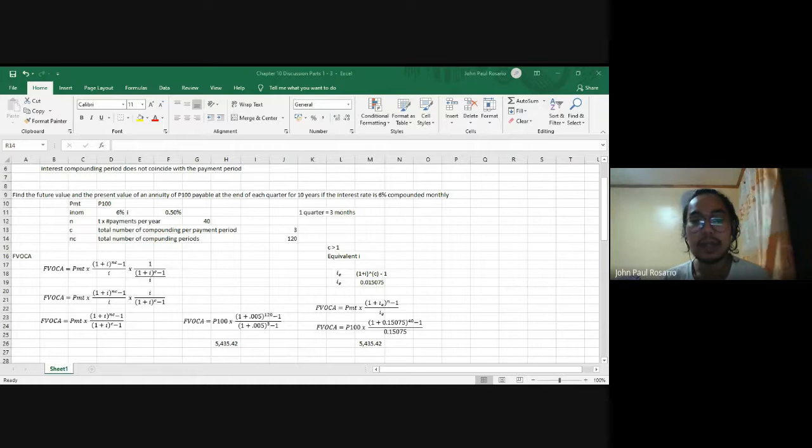Now, when C is less than 1, or in cases wherein you make your payment monthly but your interest is compounded quarterly, then your payment period is 1, while your interest compounding period is 3. So that would become 1/3, which is less than 1. I'll show you an illustration later on as we go through.